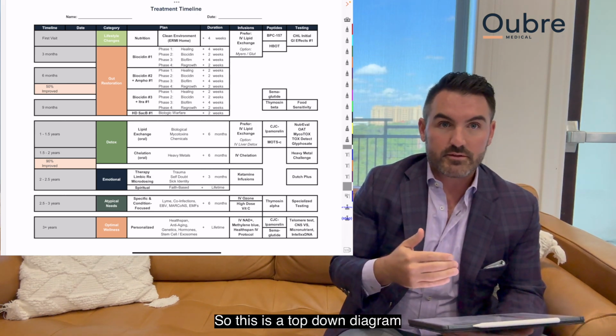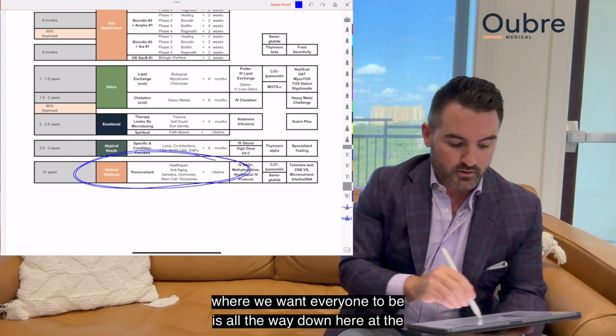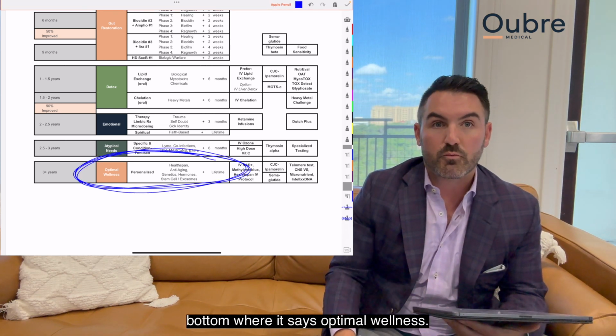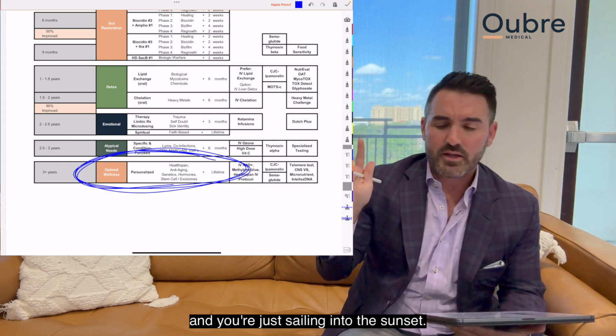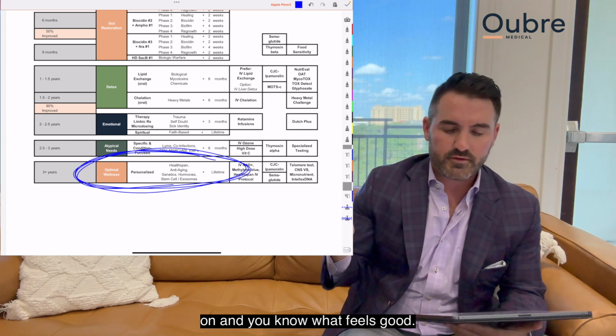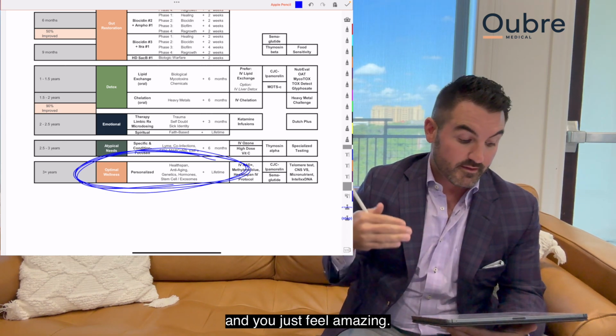This is a top-down diagram, and I like to explain to everyone that where we want everyone to be is all the way down here at the bottom where it says optimal wellness. That's where you feel amazing and you're just sailing into the sunset. You know what supplements you're on and you know what feels good, and everything above this section is fixed and you just feel amazing. That takes a while to get to.